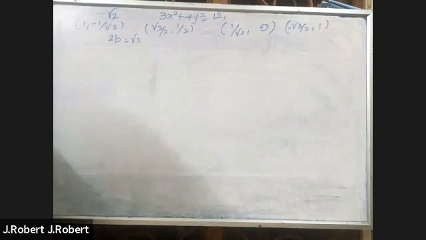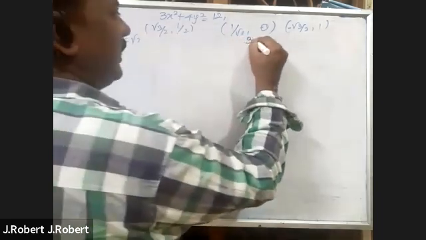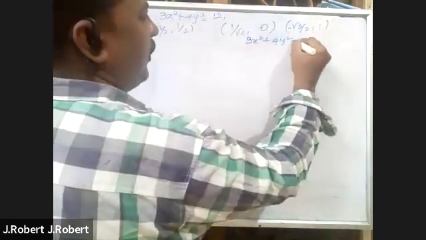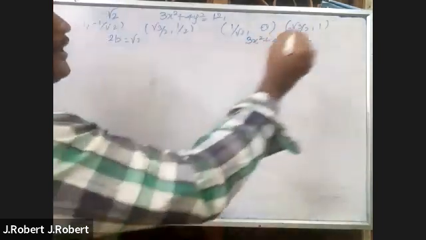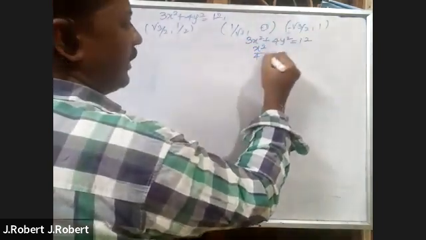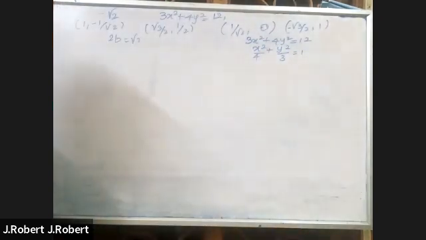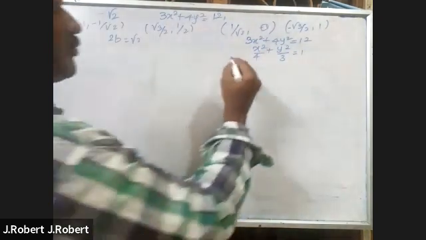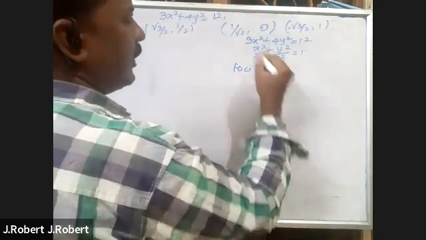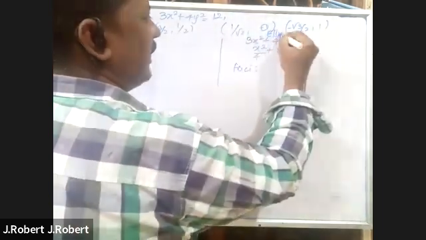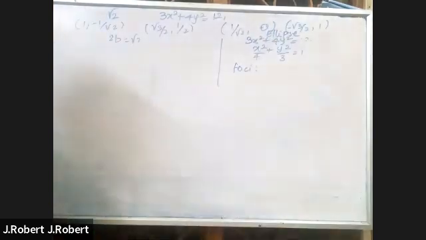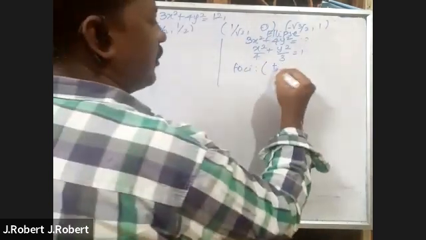Is it right? The next one is given that the foci are the same as that of the ellipse. The ellipse equation is 3x squared plus 4y squared equals 12. Dividing throughout by 12, we get x squared by 4 plus y squared by 3 is equal to 1. So both foci are the same, so I have to find the foci of the ellipse. What is the foci formula? Plus or minus AE comma 0.